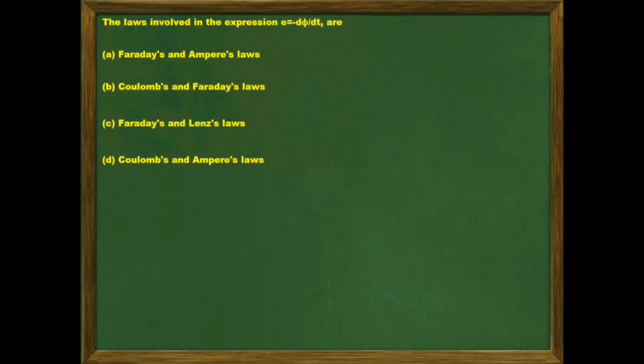In this question, we have been given an expression e equals minus d phi by dt, and we need to find from which law this expression has come. This is a very basic question, and some of you already know the right answer. The right answer is option C, that is Faraday's law and Lenz's law. Now for your understanding, I will tell each law one by one. Now let's see what is Faraday's law. Faraday's law states that when the flux linking with a coil changes, it induces an EMF in it.